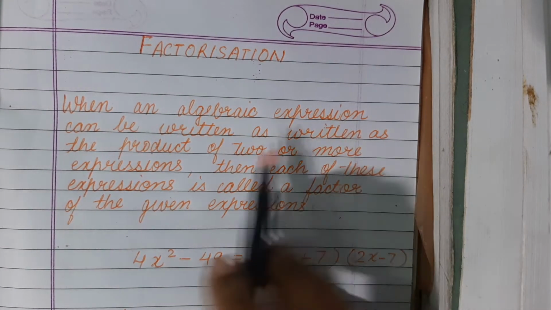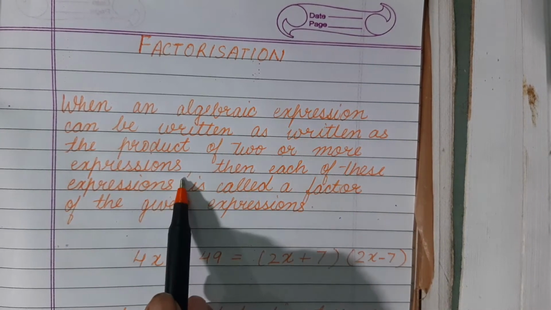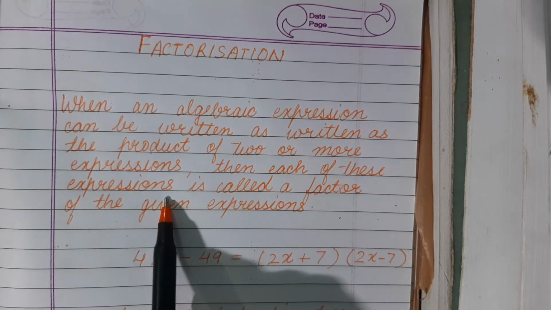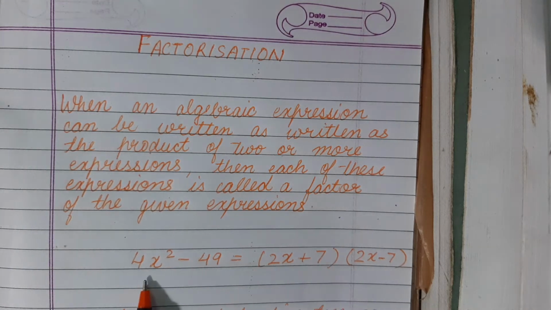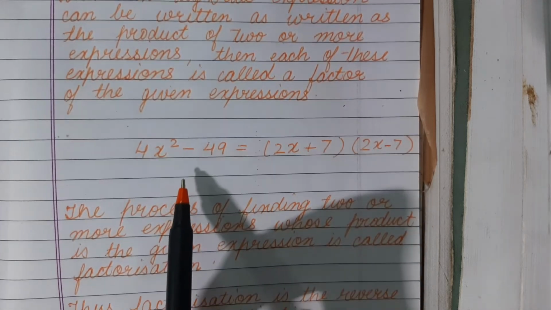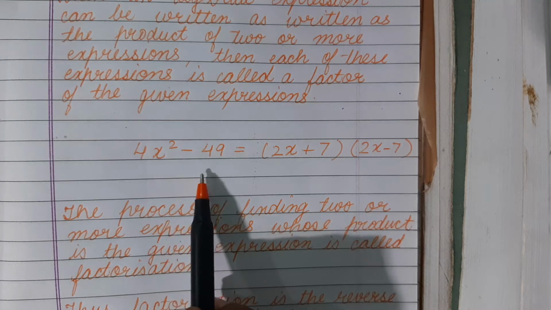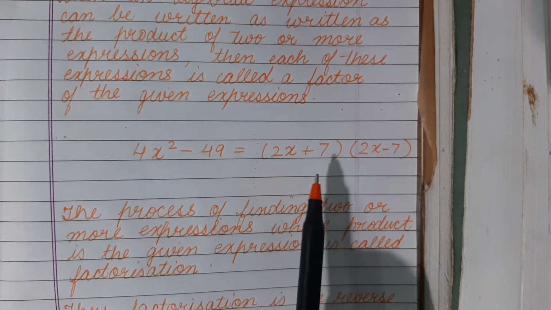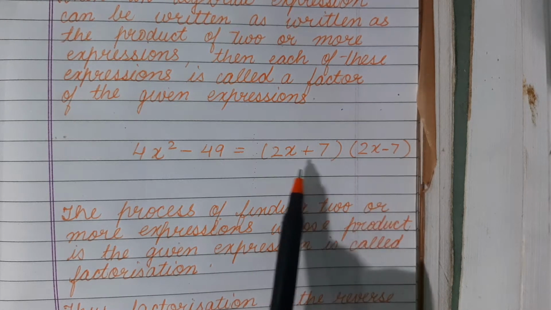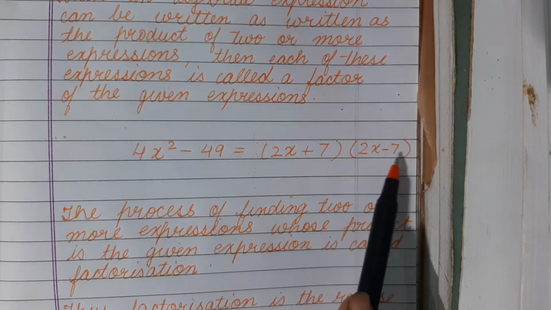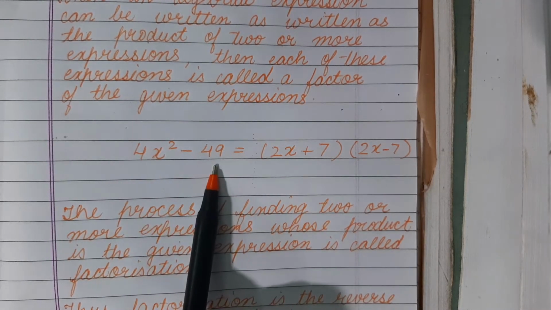When an algebraic expression can be written as the product of two or more expressions, then each of these expressions is called a factor of the given expression. Here you can see that one expression is given, 4x square minus 49. We can write 4x square minus 49 as (2x plus 7) and (2x minus 7). Therefore, 2x plus 7 and 2x minus 7 are the factors of this expression.